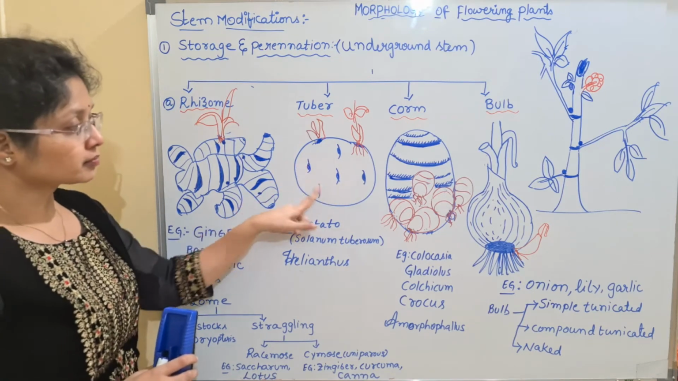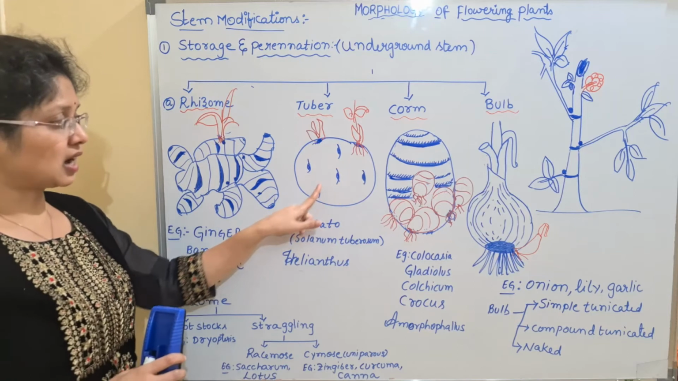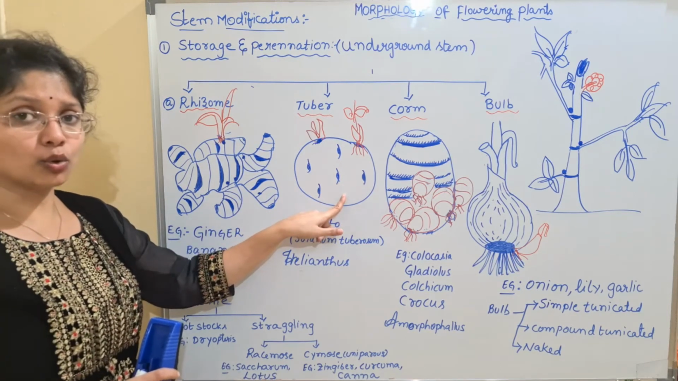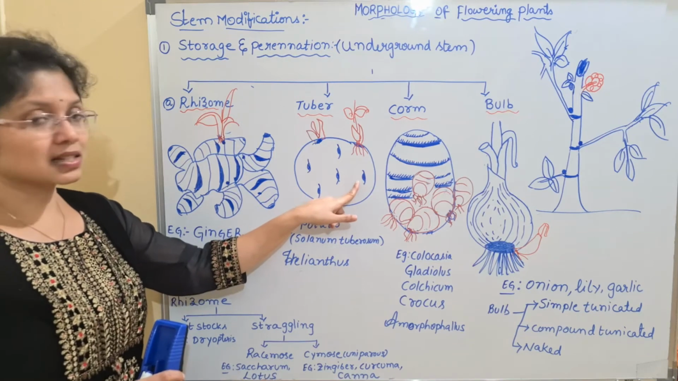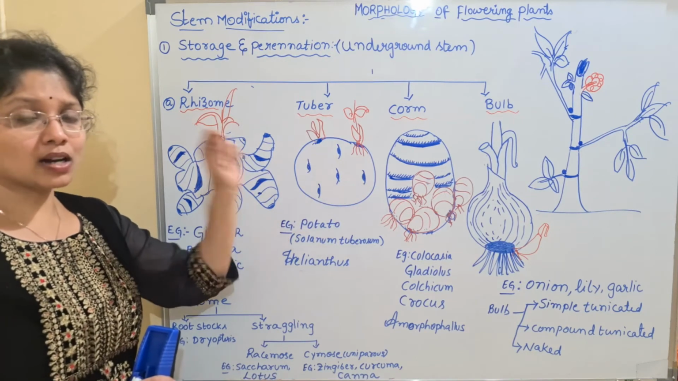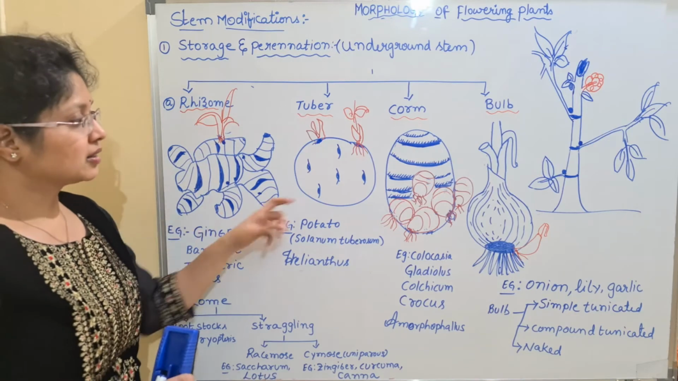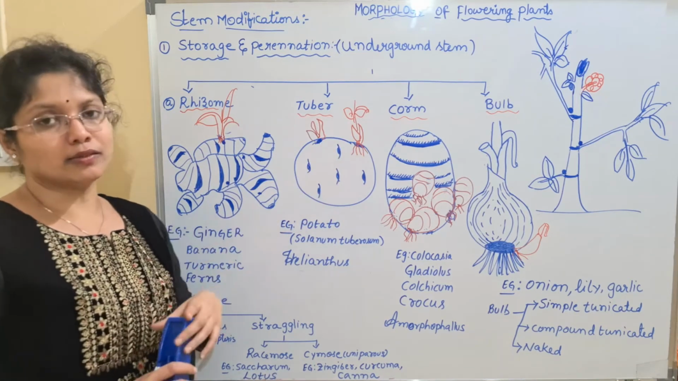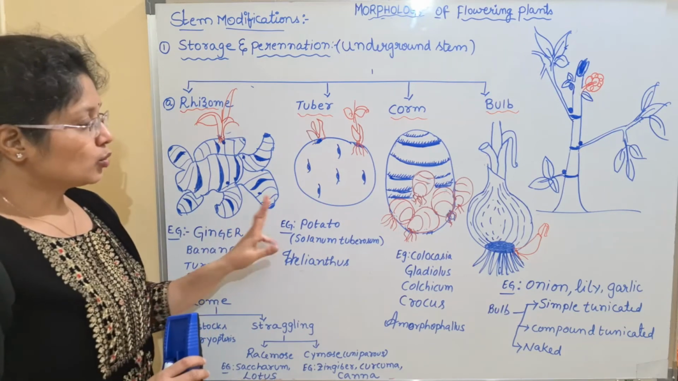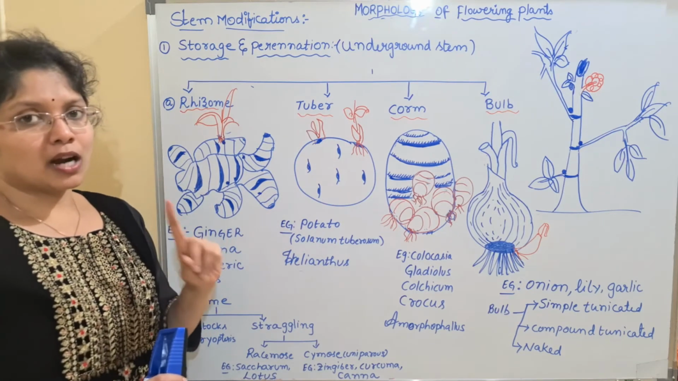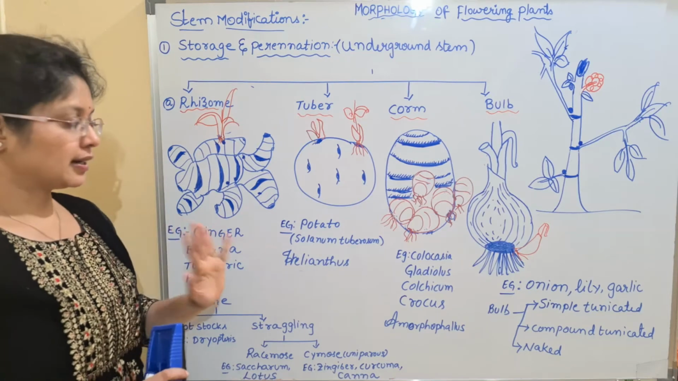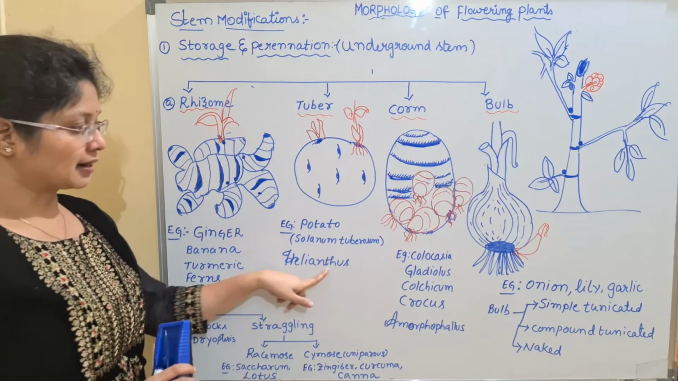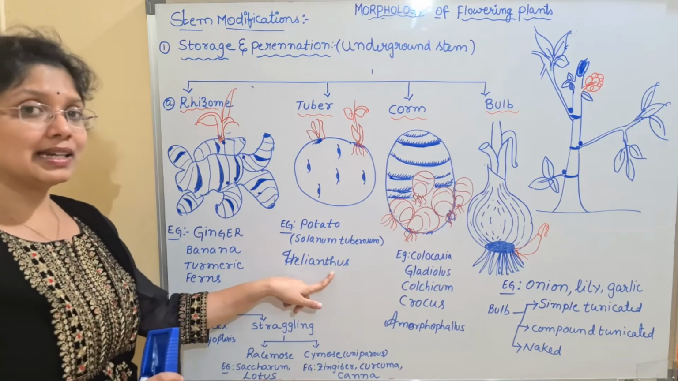So in potato we have eyes, and each eye represents a node, and each node has a scar, or mark, left by a leaf, that is the scaly leaf. These eyes are mainly associated with vegetative propagation. So what is the major difference here? I have told you the terminal part of the underground stem will store food material. Examples: potato, also known as Solanum tuberosum, and the second one is Helianthus.